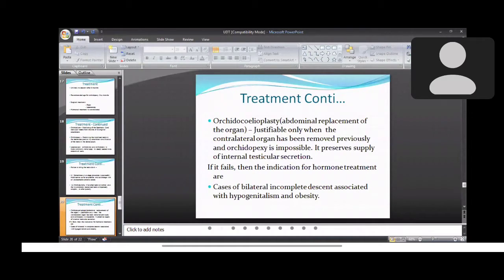Cilio means abdominal cavity, and plasty means pulling down of the testis from its original position to the abdominal cavity, near the deep inguinal ring, or in the inguinal canal or superficial inguinal ring.